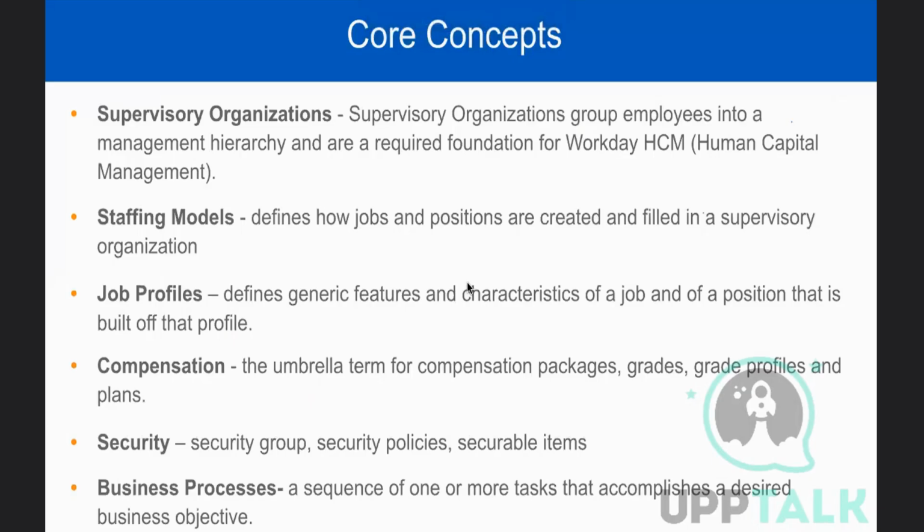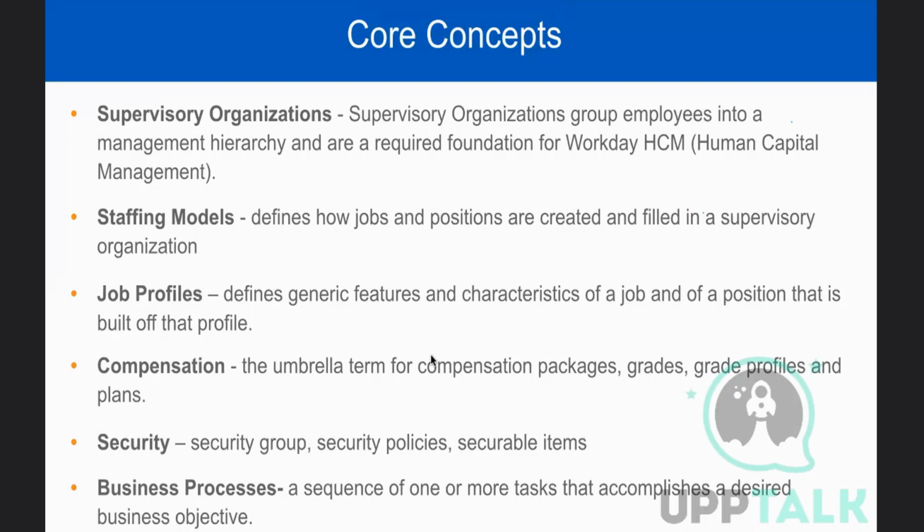Now the next 2 topics, security and business processes, are of highest importance if you want to understand Workday. If you understand these 2 topics, you'll be able to tackle more than 50% of the day-to-day issues that Workday consultants face, irrespective of which module you are in.